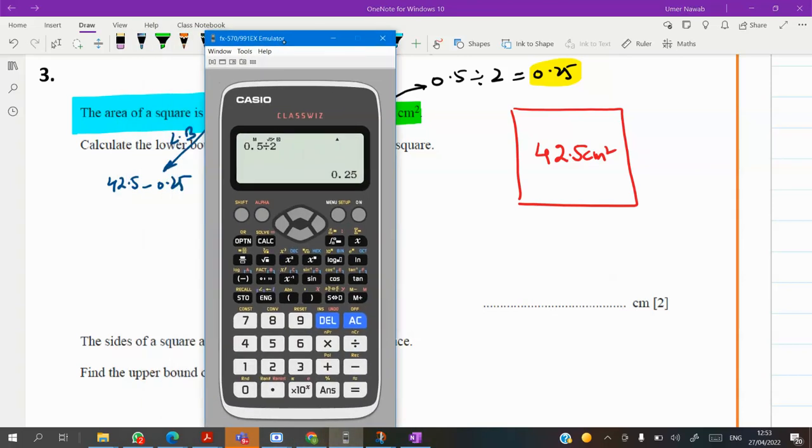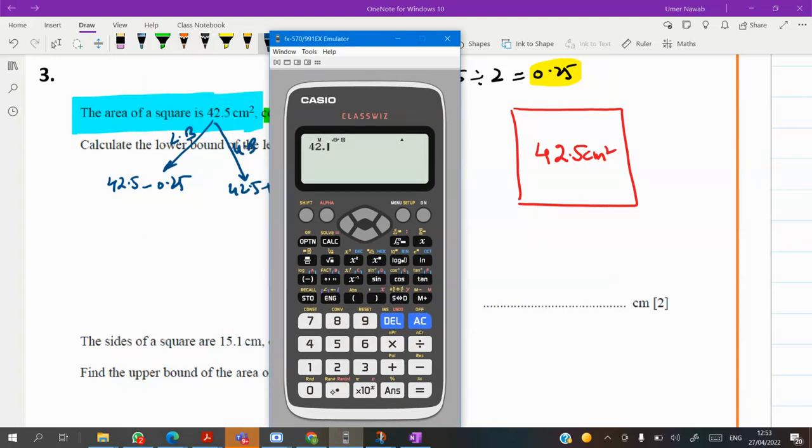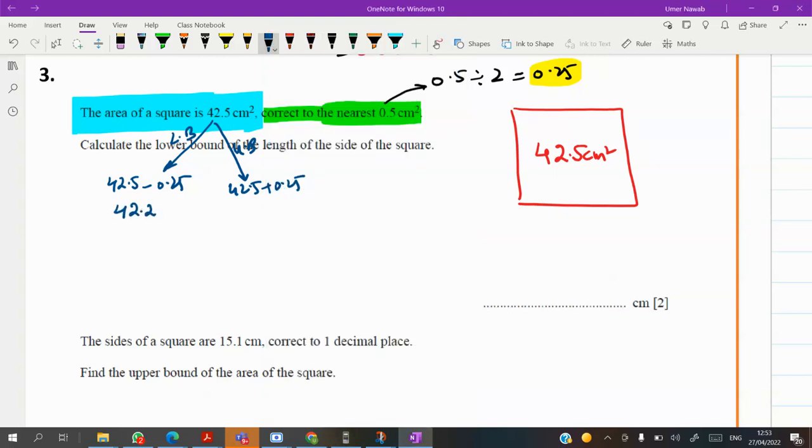What's the answer we are going to get? 42.5 minus 0.25 gives us 42.25, and this will give us 42.75. This is the upper bound, and the other one is the lower bound, centimeters squared.